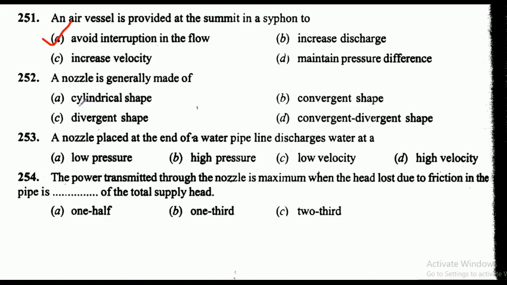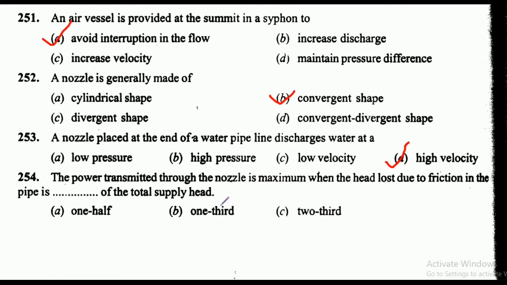Next is a nozzle is generally made of. Options are cylindrical shape, convergent shape, divergent shape, convergent divergent shape. So here friends, the correct answer is option B, that is convergent shape. Next is a nozzle placed at the end of a water pipe line discharges water at a. Here friends, options are low pressure, high pressure, low velocity, high velocity. So the correct answer is option D, that is high velocity.